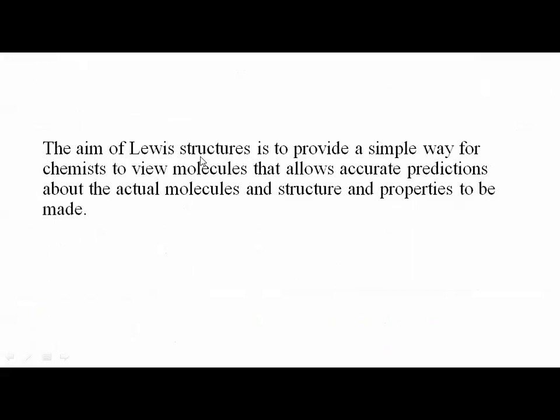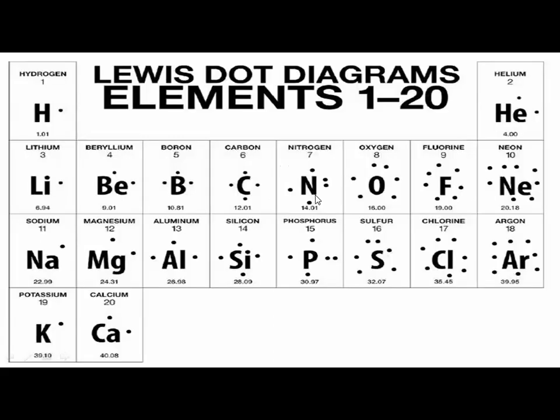What is the aim of Lewis structures? The aim of Lewis structures is to provide a simple way for chemists to view the molecules that allows accurate predictions about the actual molecules and structure and properties to be made. So looking at this symbol, you can say with how many atoms it can combine to form a bond. Understanding? So example I'll give you, aluminium has got 3 dots. Aluminium forms AlCl3 compound, see, with 3 chlorine atoms. Silicon, SiCl4. Phosphorus, PCl5, and even we have PCl3.